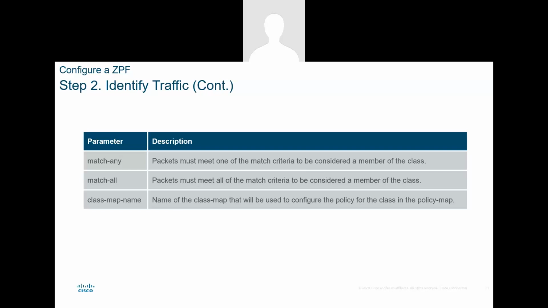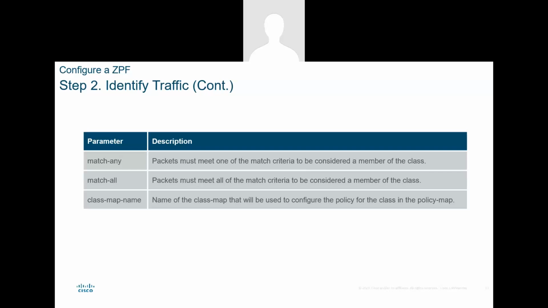Now, the match all parameter means that the packet must meet all of the defined criteria to be classified in that class. This is like the logical AND condition in programming. So you would use this when you need to apply multiple strict conditions before the traffic is classified. For example, if you want to only allow encrypted HTTPS traffic from specific IP addresses, this is when you'd use match all.